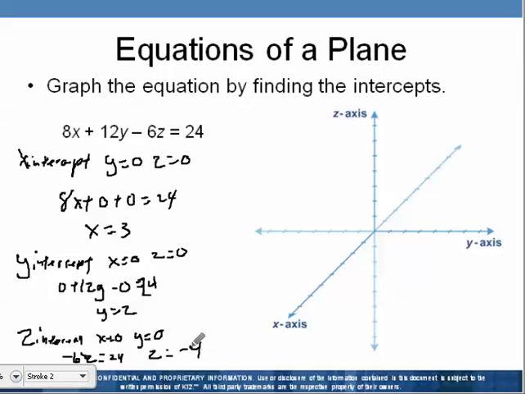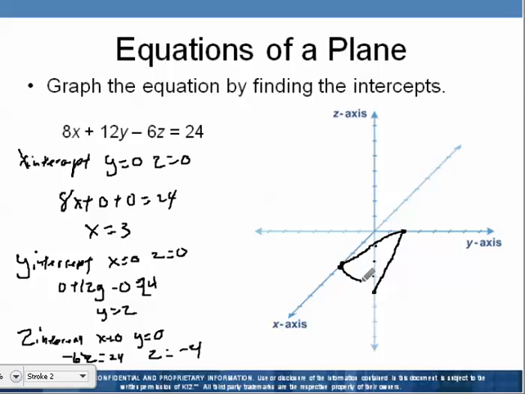Well, now that I've got those, I can actually plot them on here. I'm going to go 1, 2, 3, x-intercept at 3. I'm going to go y is equal to 2, 1, 2. I'm going to go z is equal to negative 4, 1, 2, 3, 4, right down here. I'm going to draw a line connecting all three of those points together, just like that.